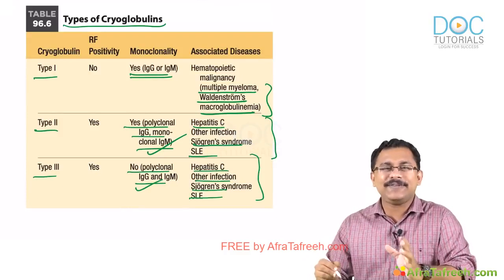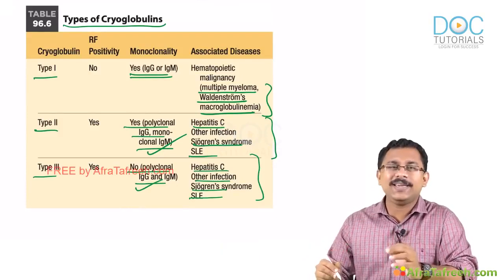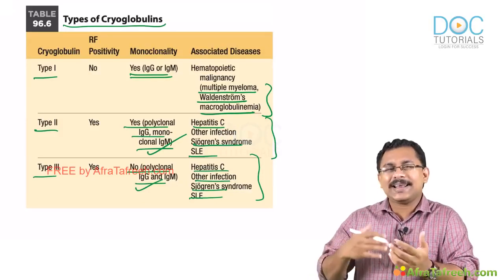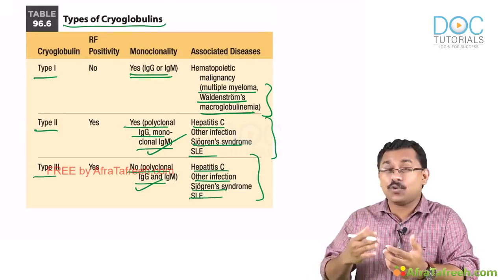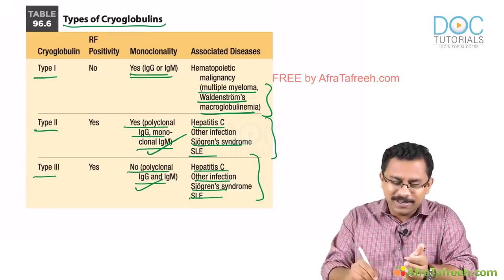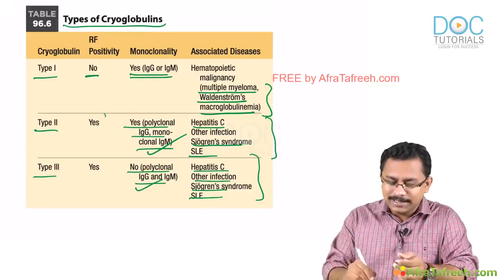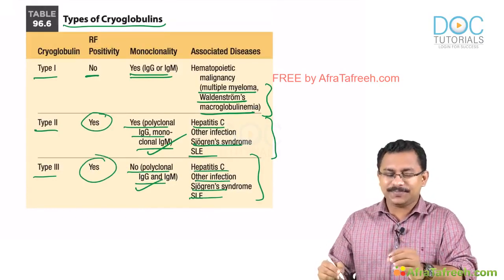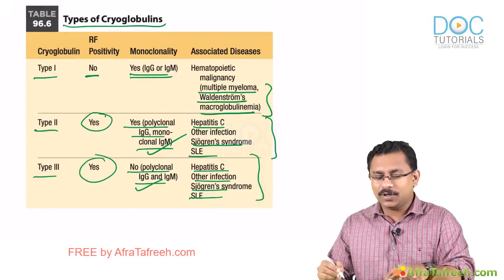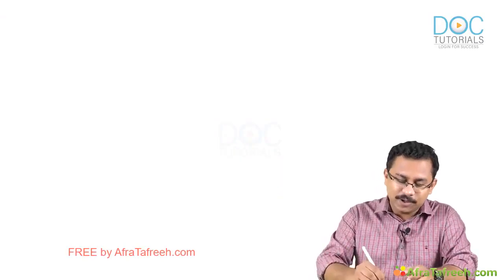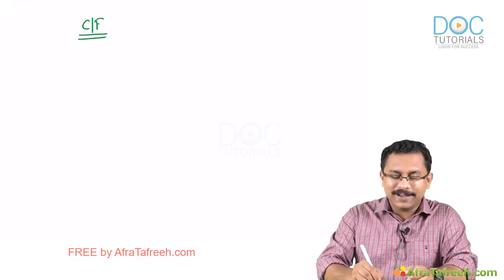Another interesting fact to note is that whenever there is a cryoglobulinemia, you will get rheumatoid factor positivity as well, except maybe in type 1 where you may not get it. Type 2 and type 3 are associated with a positive RA factor. So these are the points you have got to know regarding cryoglobulins.